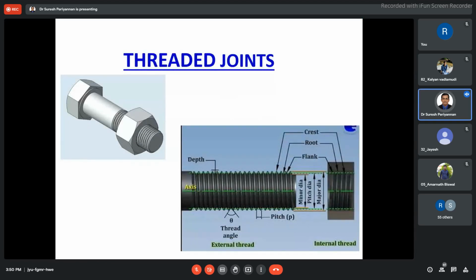I think threaded joints, we are using a lot of bolts and nuts in our mechanical applications. It's not only limited to mechanical applications. Even if you consider civil engineering, mechanical engineering, electrical and electronics industries, everyone is using nuts and bolts, right?